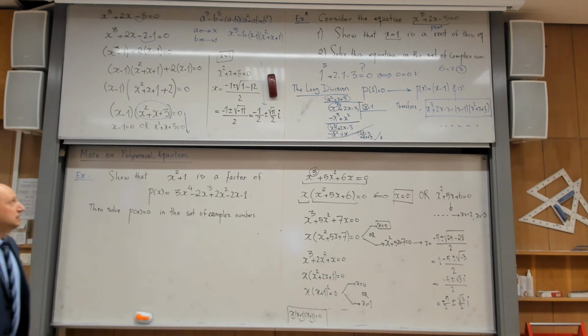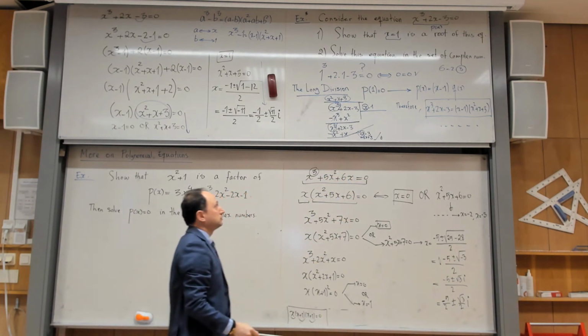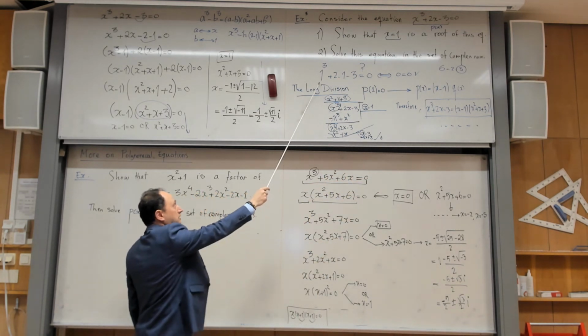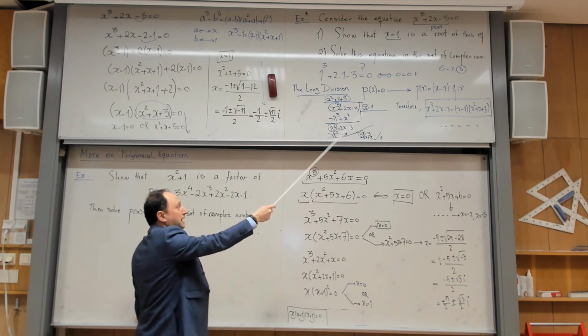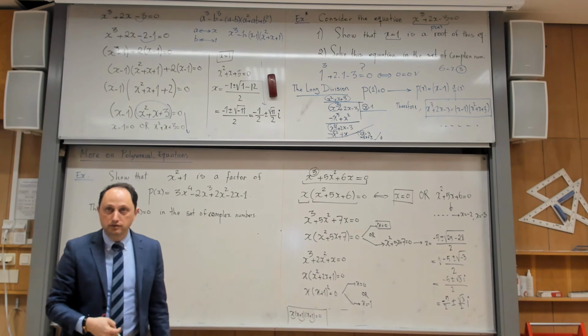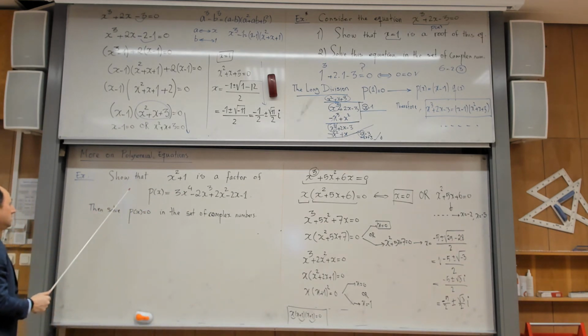Yes, here I have mentioned to show that x equals 1 is a root. You checked it, and you yourself understood that therefore x minus 1 is a factor. Yes? But here I am making it simpler. I am just proposing that you show that x squared plus 1 is a factor of this polynomial.